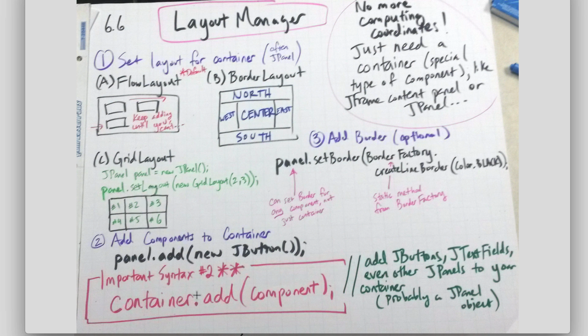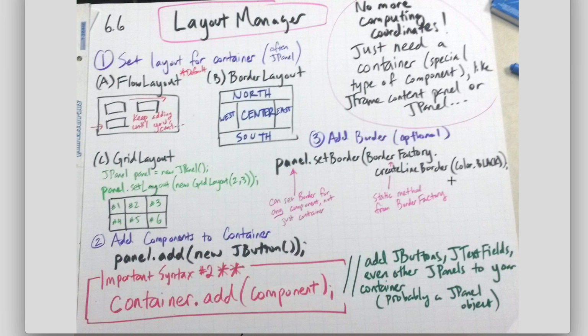Now the syntax that we use here: let's say we have a layout set, like grid layout or border layout. And then we want to add stuff, right? We're going to add stuff in order, like 1, 2, 3, 4, 5, 6. It's always this syntax: container.add(component). Container.add(component), right? So this is the important syntax number 2, besides the listener syntax that I kept talking about.